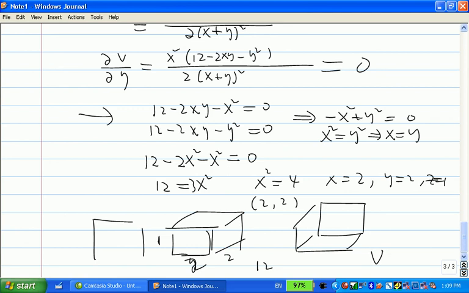Now, the reason we got this dimension is because this box is without a lid. If the box had a lid, you can imagine that for a fixed surface area, the maximum volume would be what? It must be a cube.